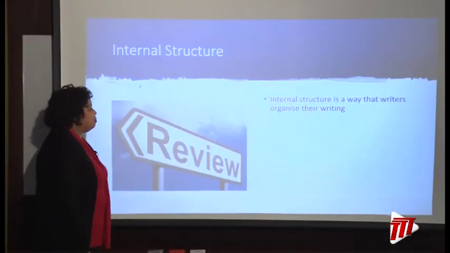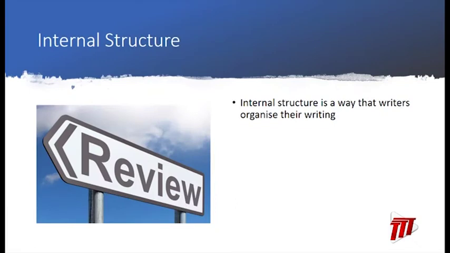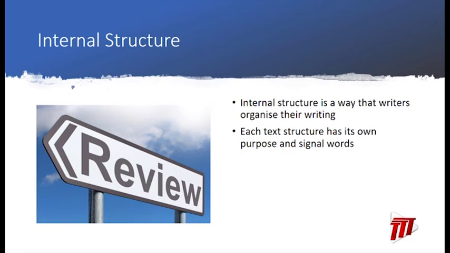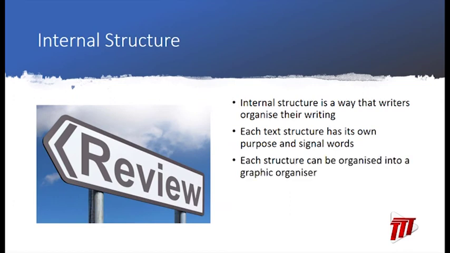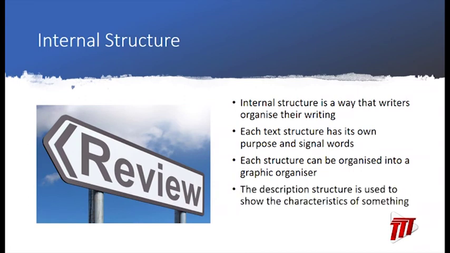So, let's quickly review what we learned today. One, an internal text structure is a way that writers organize their writing. Each text structure has its own purpose and its own signal words. Each structure can be organized in a particular graphic organizer. And the description text structure, which we learned about today, is used to show the characteristics of something.